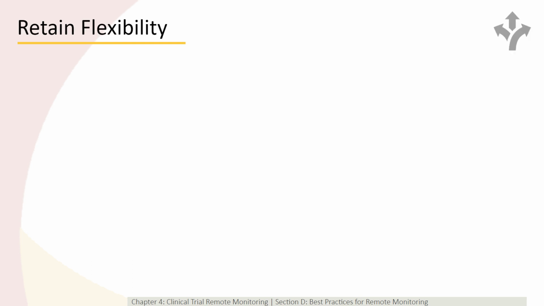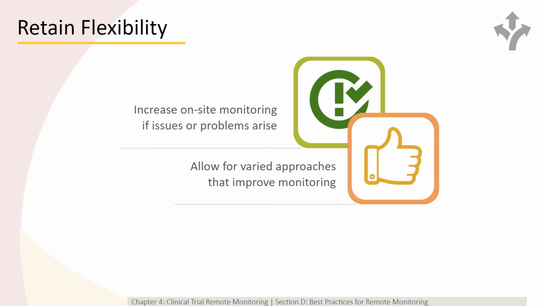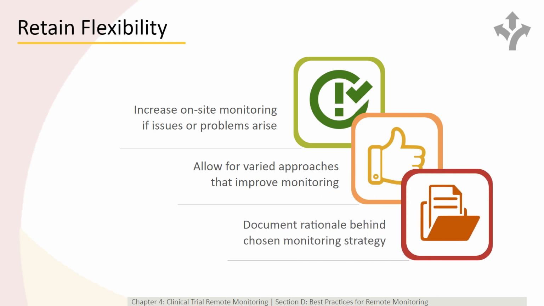Monitoring plans should also remain flexible to increase on-site monitoring in case of issues or problems. Flexibility in the extent and nature of monitoring is intended to allow varied approaches that improve the effectiveness and efficiency of monitoring. The sponsor may choose on-site monitoring, a combination of on-site and remote monitoring, or, where justified, remote monitoring. The rationale for the chosen monitoring strategy should be documented in the monitoring plan. All changes should also be documented.